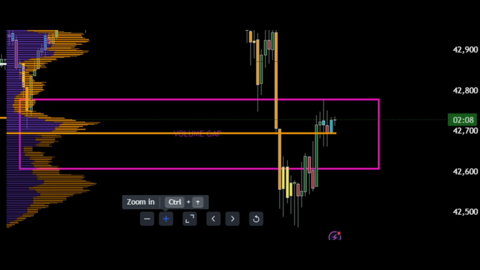I wanted to show you a shot after, so you can see this is that volume box, that gap that we originally drew before the trade. And you can notice it went up and pinned that value area low at the top of that box, to the point.